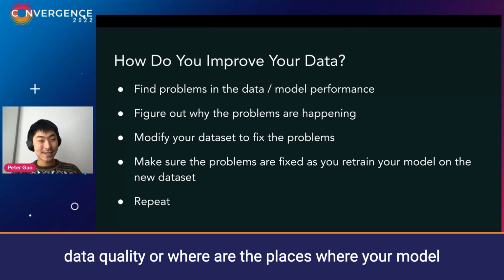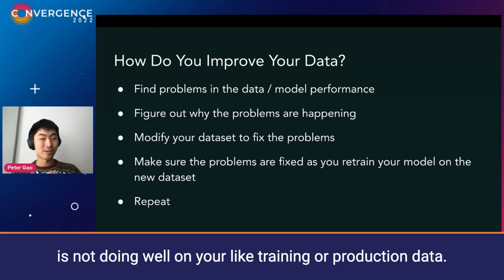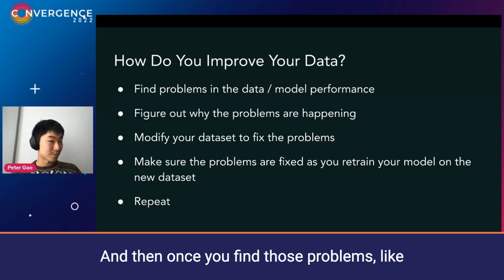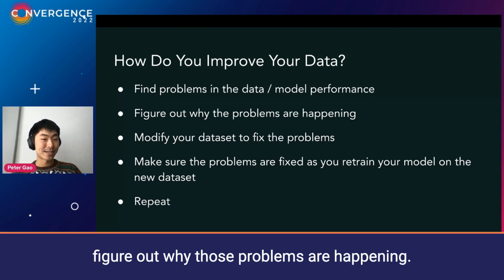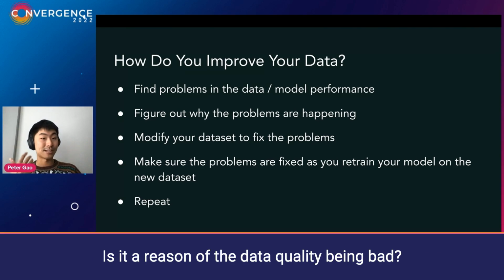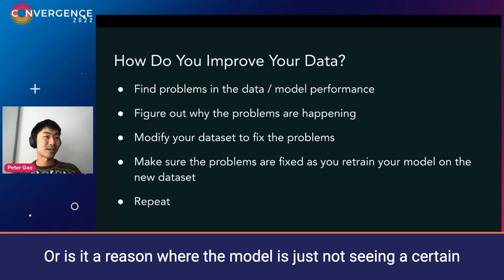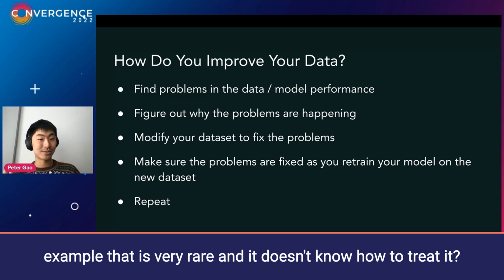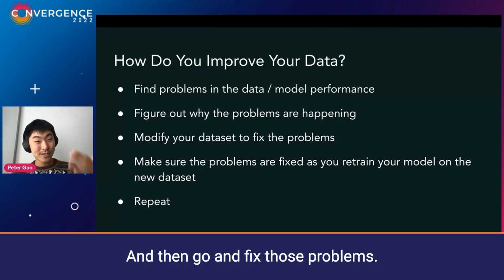What's wrong with your data quality, or where are the places where your model is not doing well on your training or production data? And then once you find those problems, figure out why those problems are happening. Is it because the data quality is bad, or is it because the model is just not seeing a certain example that is very rare and doesn't know how to treat it? And then go and fix those problems.